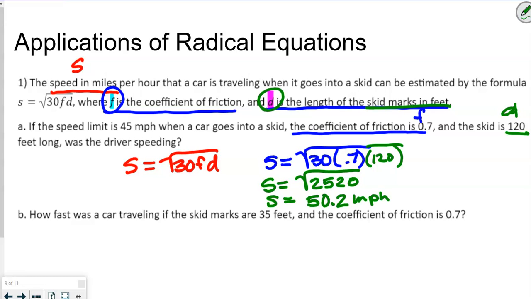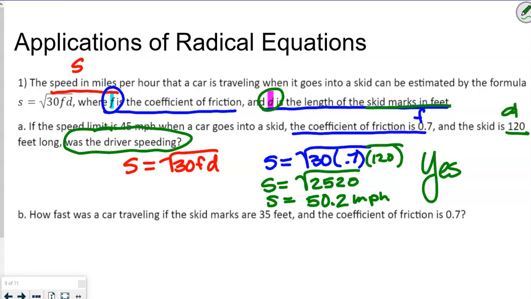But the question didn't ask me how fast this person was going. It asked me if the speed limit is 45 miles per hour when the car goes into the skid, was the driver speeding? Well, yeah, because the driver was going 50.2 miles per hour. So the answer is yes, okay?